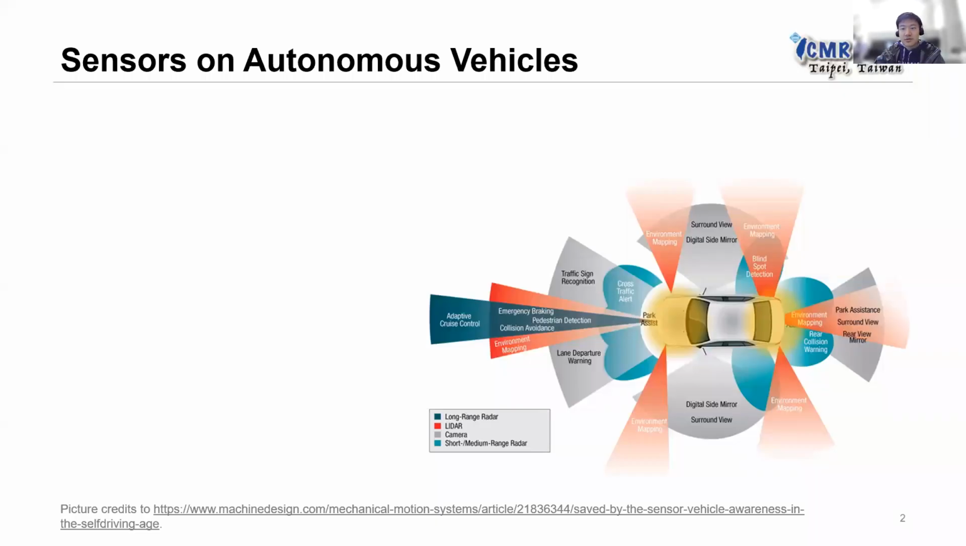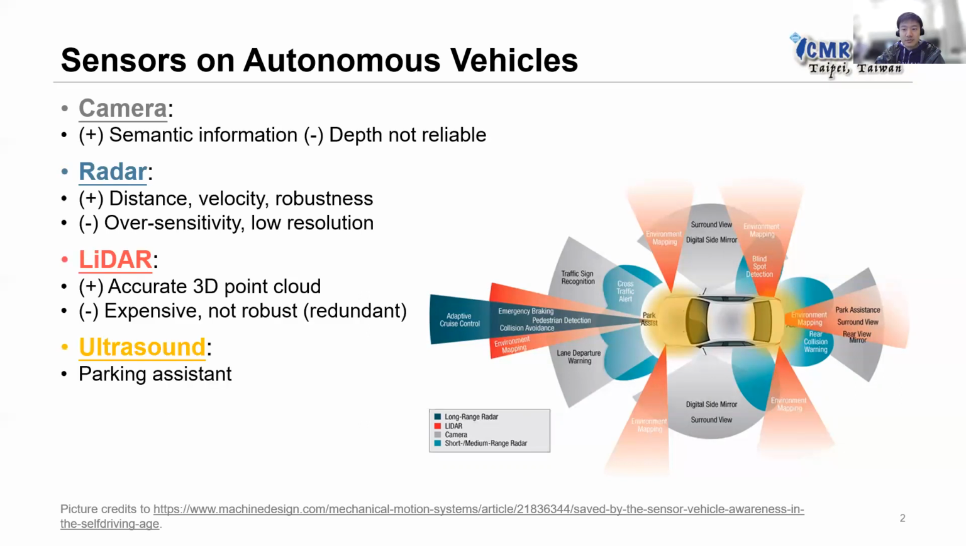Autonomous vehicles are usually a multi-sensor platform containing different kinds of sensors like camera, radar, LiDAR, ultrasound, etc. Different sensors have different strengths and weaknesses. For example, cameras are usually good for semantic information, but not reliable for depth estimation. Radar has great capability for distance and velocity estimation and is robust to all weather conditions. However, it's usually oversensitive and has low angle resolution.